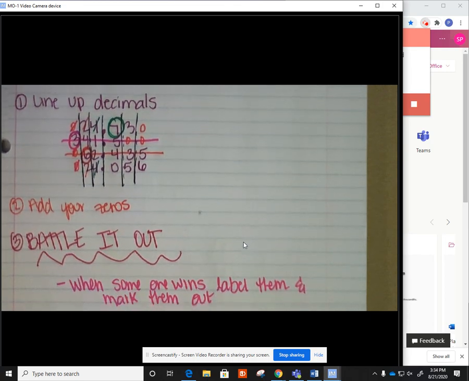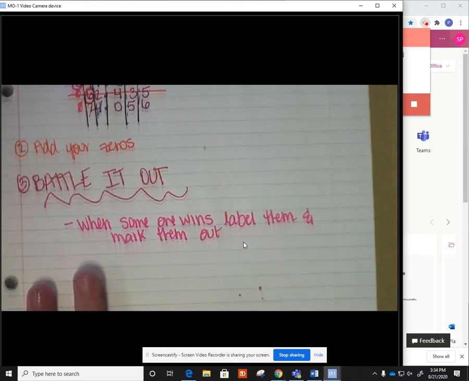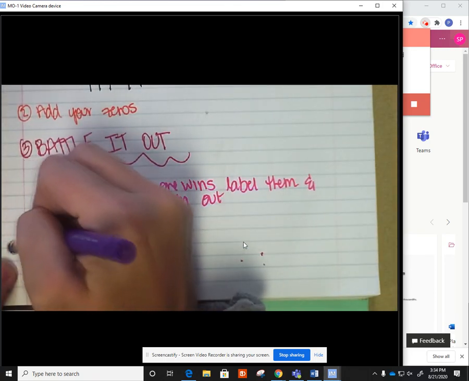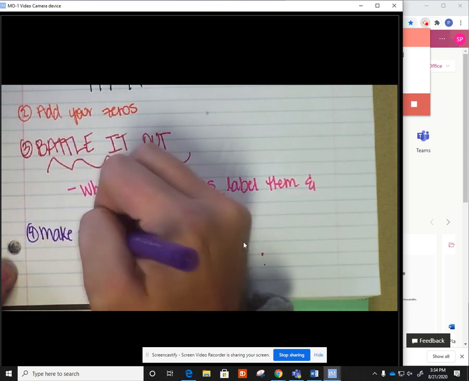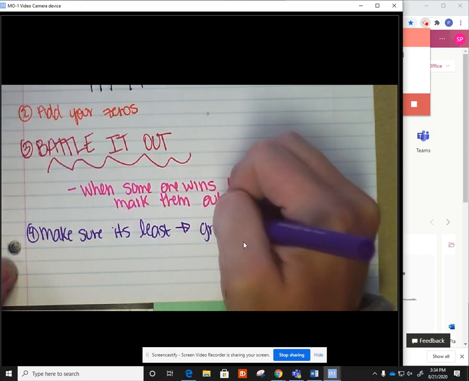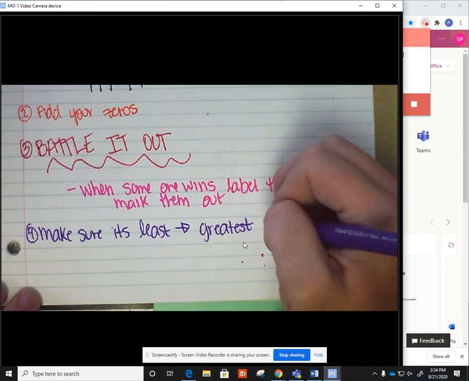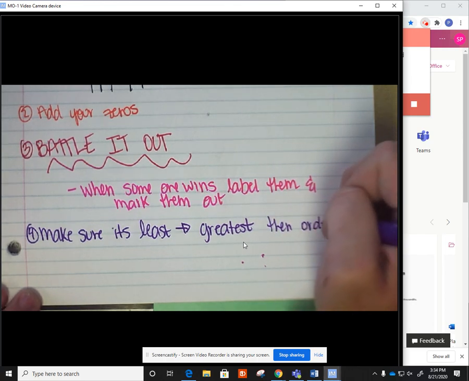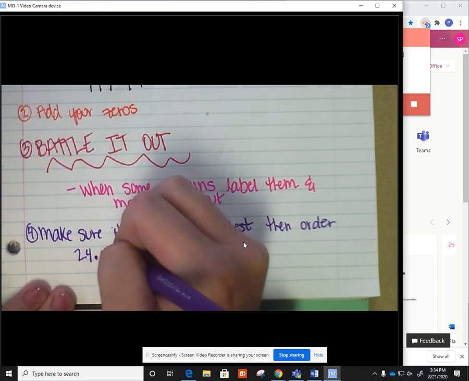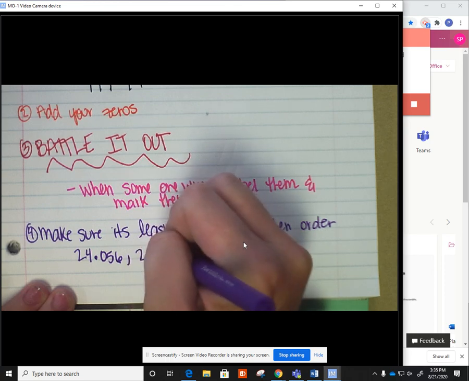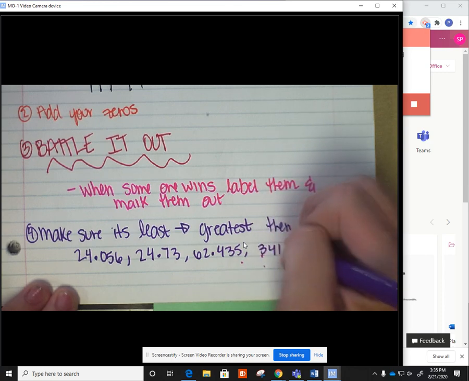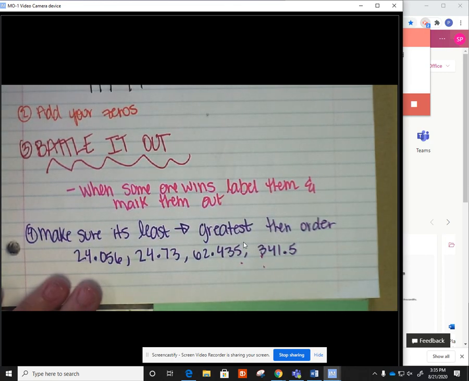So your last step is going to just be to check that it's least to greatest again. So make sure it's least to greatest, or greatest to least, depending on what your problem said. Then order. Usually in your problem, it's going to give it in commas, so it'll look like this, but they may make you do an inequality sign.